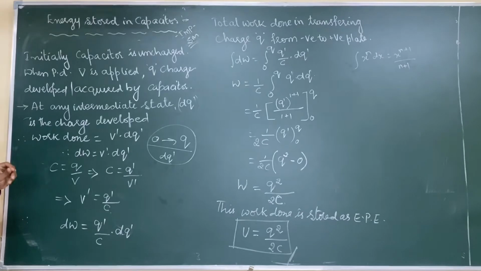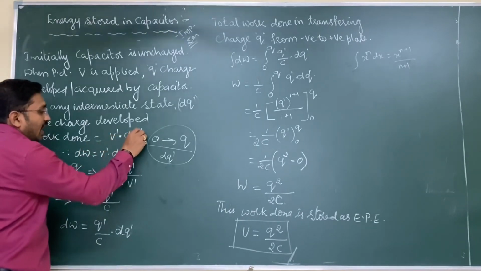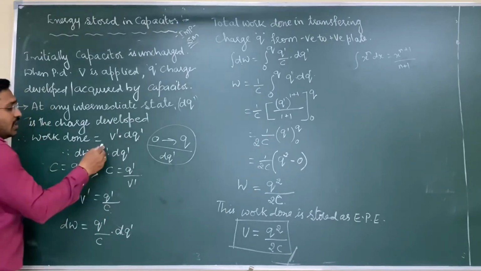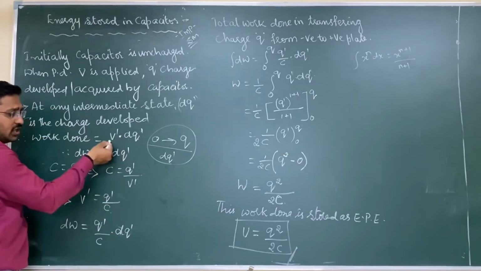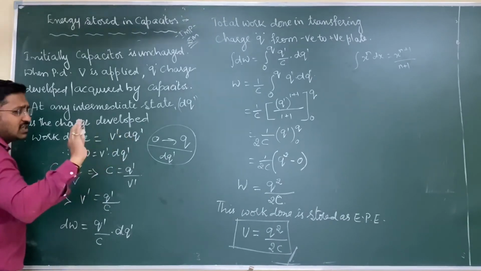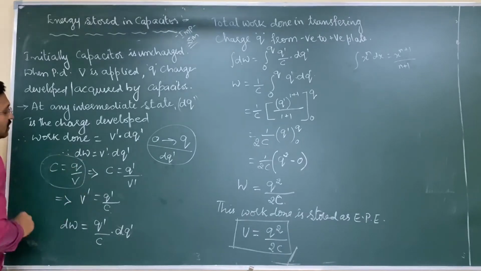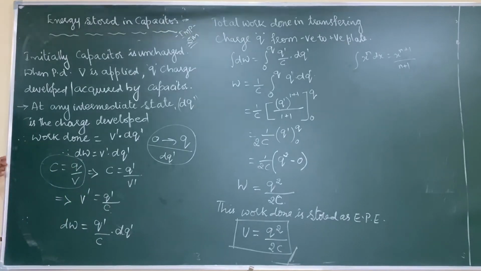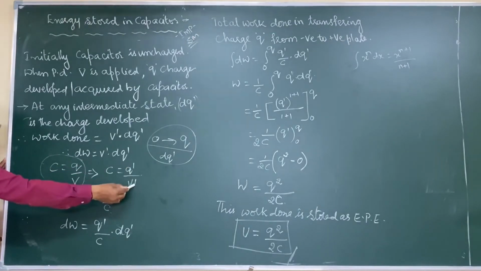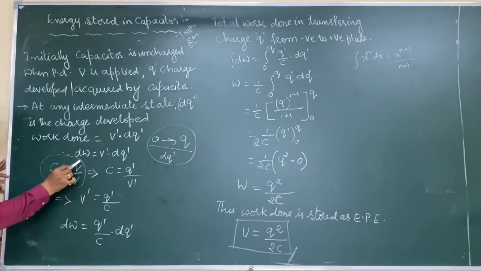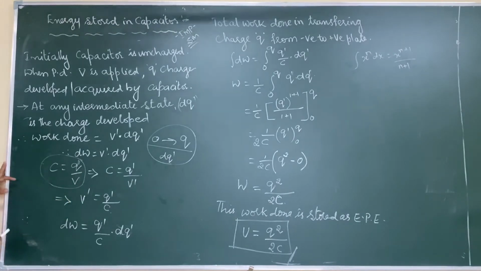Considering the intermediate state, the work done is equal to V dash into dQ dash. Because you know that work done is equal to charge into potential, or potential into charge. It is handy that we know C equals Q by V. So C is equal to Q dash by V dash, because Q dash is the charge developed and V dash is the potential.